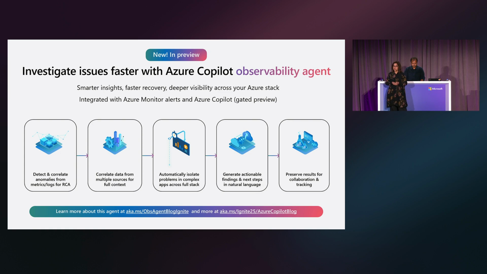This agent helps detect all the anomalies in your environment, like detecting abnormal CPU and memory patterns, and then correlates the data from all of the different signals across infrastructure, like VMs, AKS, and applications. It automatically isolates where the problems and the root cause for the issue might be, presents all of these as actionable findings to you, and then also goes ahead and preserves these results for auditing and tracking.